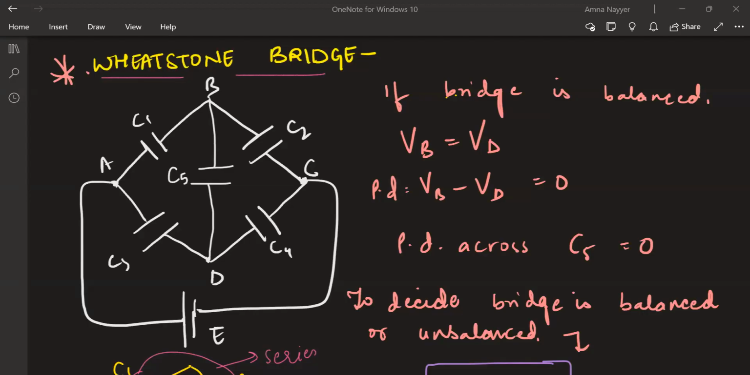Ma'am, this is under the condition of balance. Yes, only if it is balanced. If not balanced, then this method is not valid.